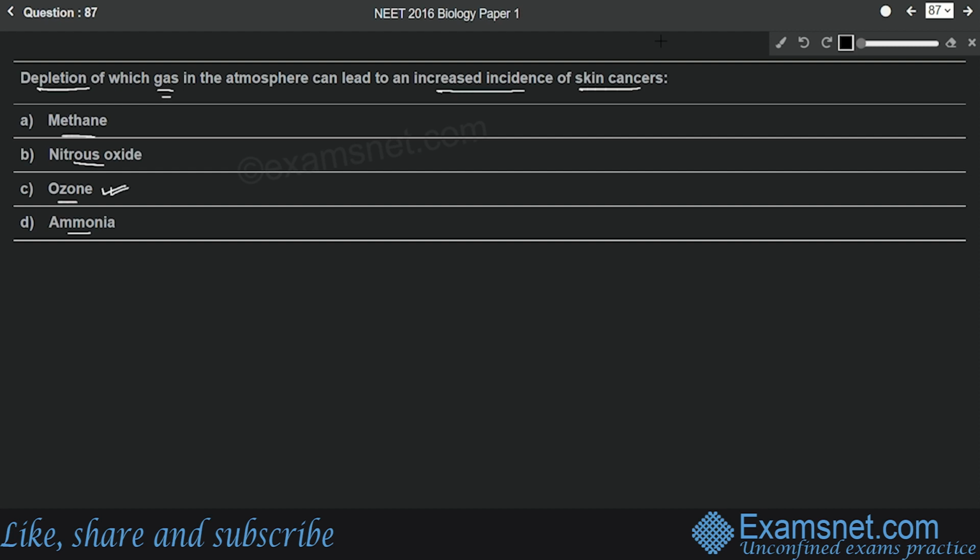Okay. So we know that the ozone layer protects us from the harmful ultraviolet radiation of the sun. So when this ozone is depleted, what will happen? Our skin will be exposed to the UV radiations, okay, or the ultraviolet radiations of the sun. So when these radiation will come in contact with the skin, it will cause skin cancers. Okay, so the correct answer according to this question is option number C.